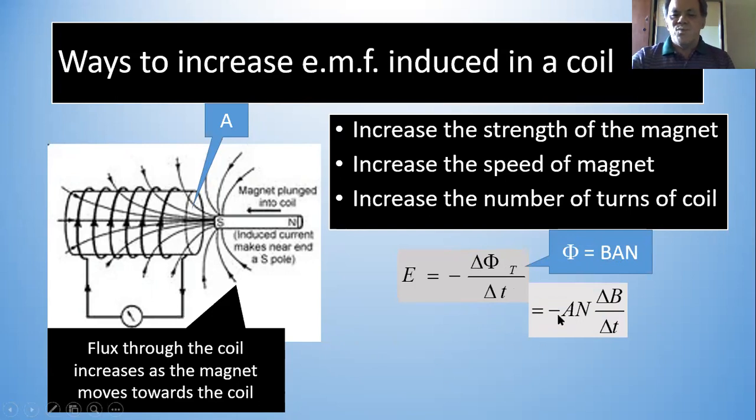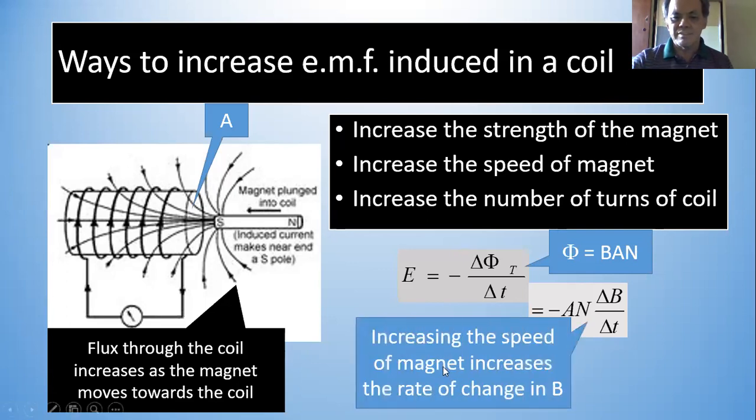So we can choose what we want to change. We want to change the area. As we rotate the coil, we change the area. Or we can change B. Right? So it depends. N is usually constant, the number of turns here. So when we increase the speed, we increase the rate of change of magnetic flux, the magnetic field there. Right? Make it change faster. That's all.